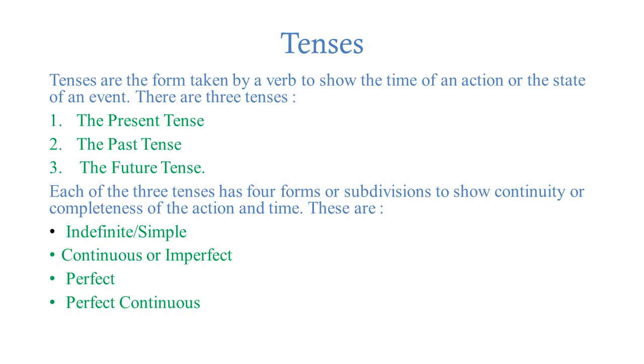Tenses are the form taken by a verb to show the time of an action or the state of an event. There are three tenses: the present tense, the past tense, and the future tense. Each of the three tenses has four forms or subdivisions to show continuity or completeness of the action and time. These are indefinite or simple, continuous or imperfect, perfect, and the fourth one is perfect continuous.